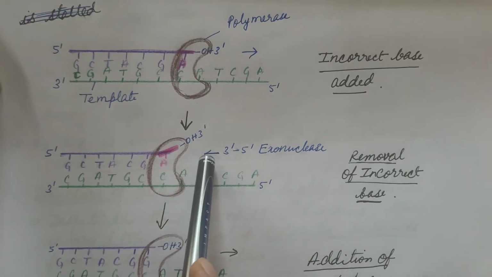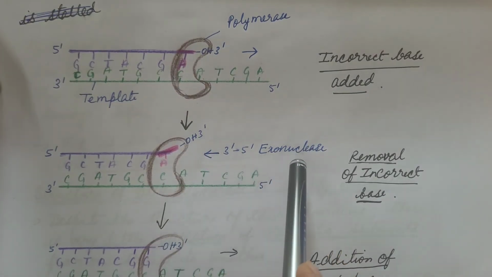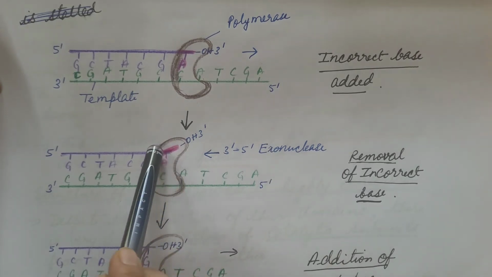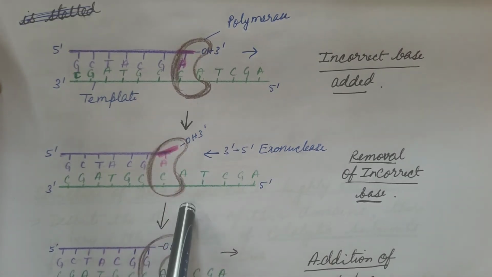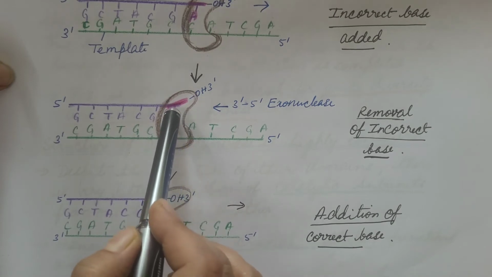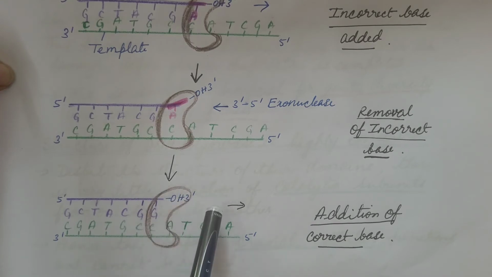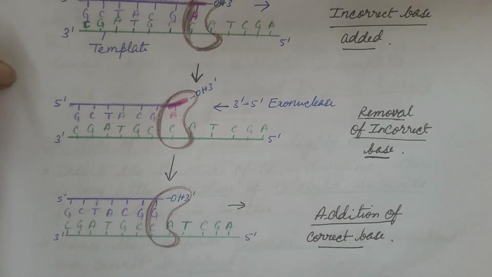Now it functions as a 3' to 5' exonuclease. It moves backward by one nucleotide. The incorrect base, that is adenine, is removed and the correct base guanine is added, and then again there is a shift from the exonuclease domain to the polymerase domain and replication continues. This is known as proofreading.